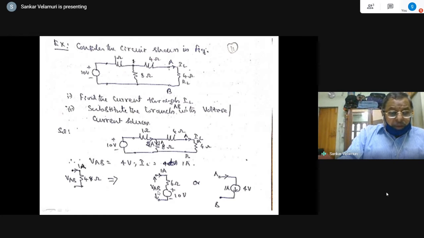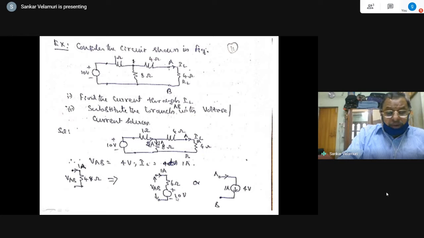How? VAB is to be 4 volts, right? VAB is to be 4 volts, and I am replacing that by a 10 volt source with 2 ohms resistance only. Remember that. If you ignore this, you can say that I have added 2 ohms resistance to this, right? So V dash plus IL into ZL dash: IL and VAB must be the same. VAB is equal to V dash, some voltage source, and IL must be the same plus ZL dash. ZL dash is 2 ohms, not 6 ohms here.